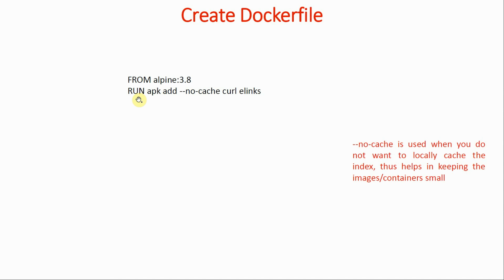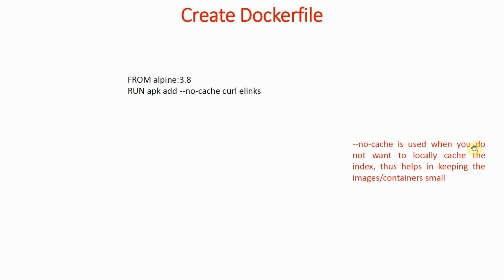Then we want to install two packages, curl and elinks. These packages are used for checking web servers. So in Alpine Linux the command for installing is apk. When we are using Ubuntu the command is apt or apt-get. In the case of Red Hat based distributions the command is yum install. But in this case we will be using apk add, plus the no-cache option.